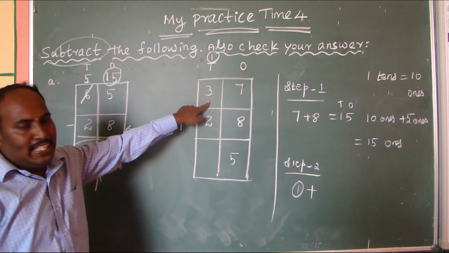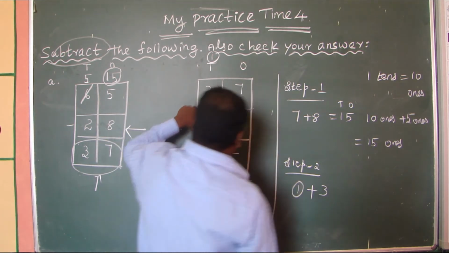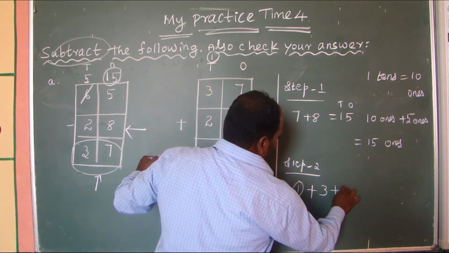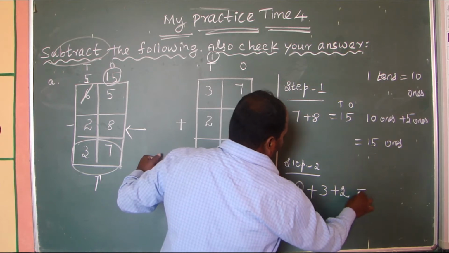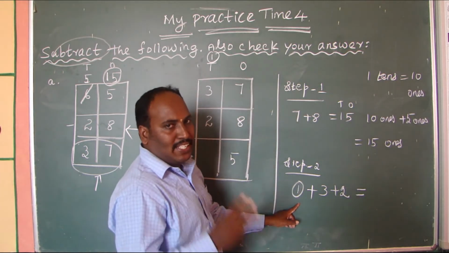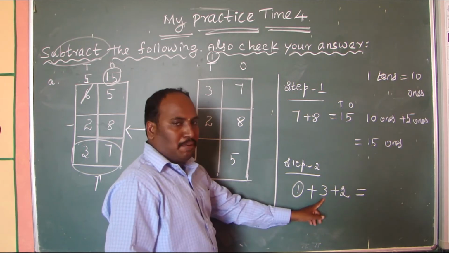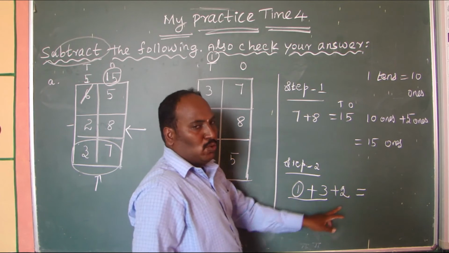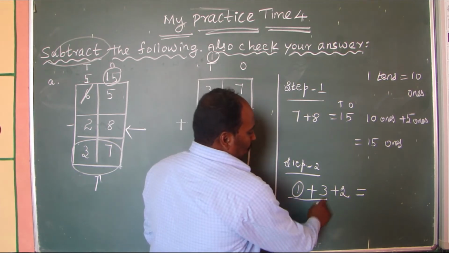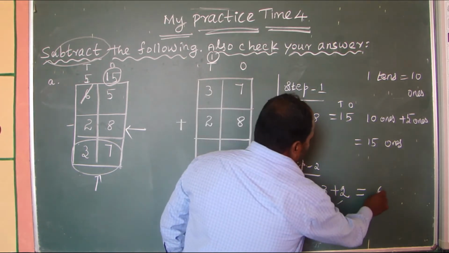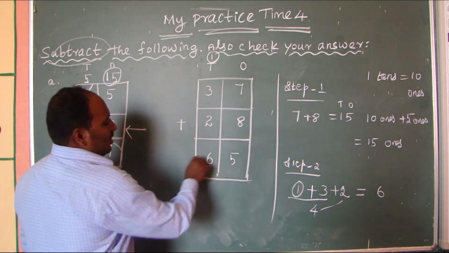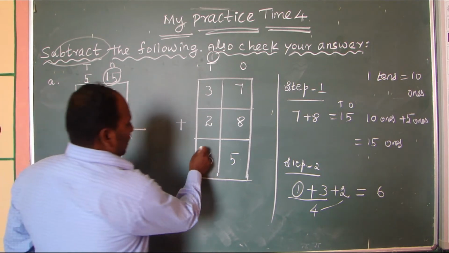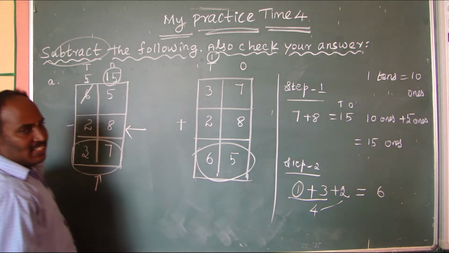plus 3, again plus 2. 1 plus 3 is equal to 4. Next 4 plus 2 is equal to 6. So number 6 write in tens place. So our answer is 65. Listen here. Our answer is 65.